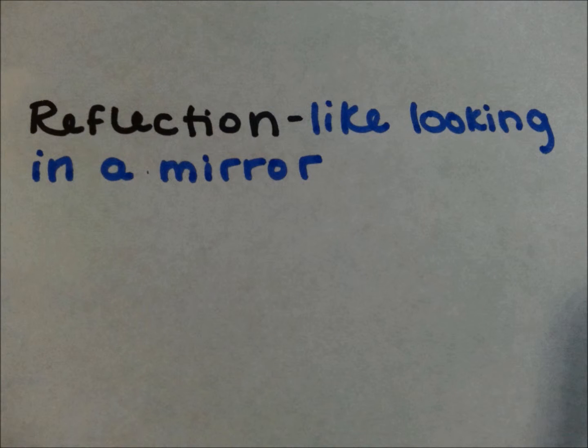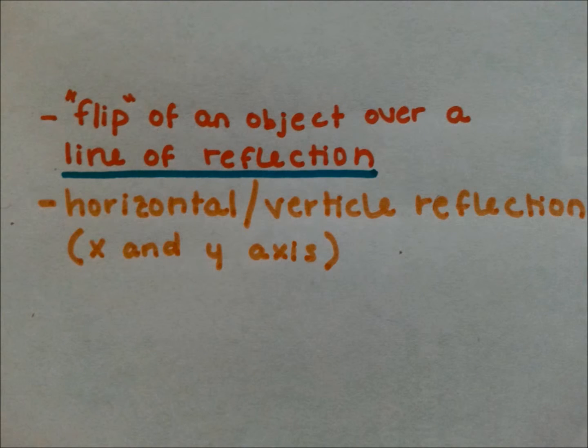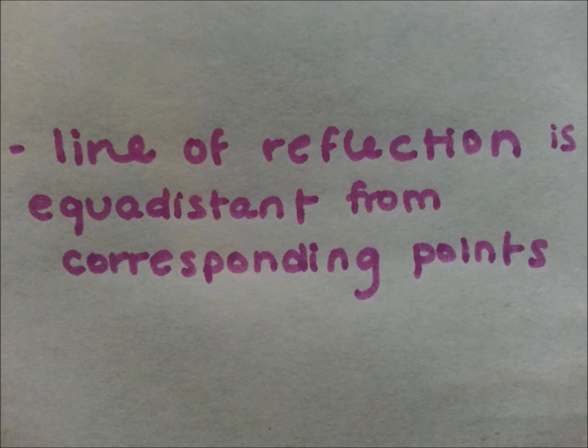Reflection is a lot like looking in a mirror. You're going to flip an object over a line of reflection. You can flip it over the horizontal or vertical reflection, or the X and Y axis. The line of reflection is equidistant from corresponding points.